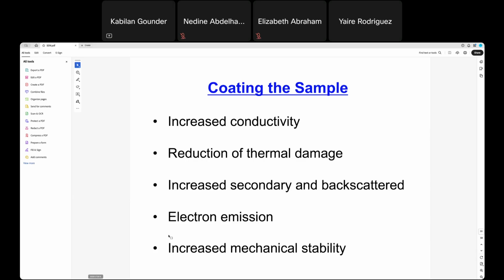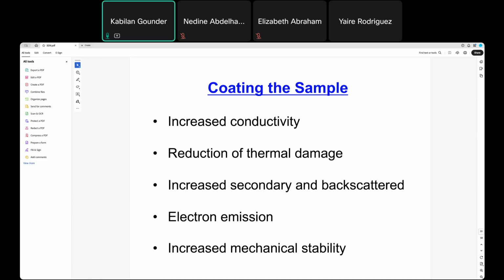Also, electron emissions. The electron emissions, that is, the electrons are ejected from the surface of any given sample. That will be another important thing, that is stimulated by temperature or electric field. So that is also very, very important when you coat your samples.